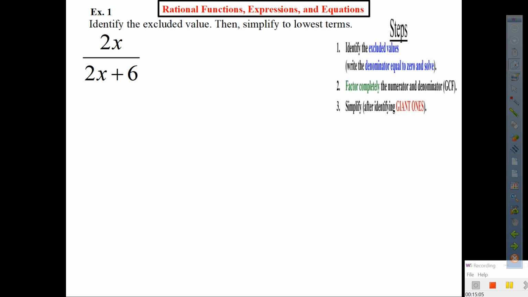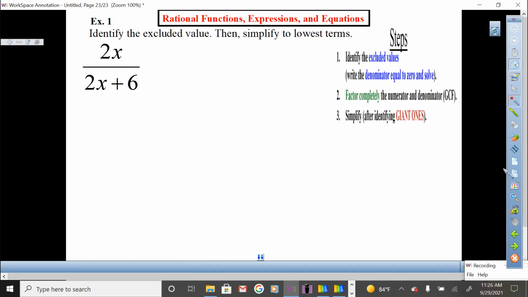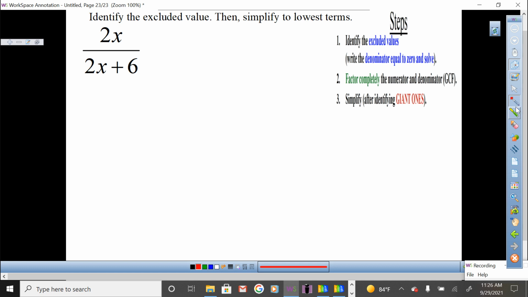All right, so look at the instructions. What are the two things we're doing? First, we're identifying the excluded value. And what are we doing after that? Simplifying. Okay, so here we go. Writing utensils down, look up to the screen. So what I'm going to do first, finding the excluded value, has nothing to do with simplification. Am I being clear of that? Yes? Okay. So I'm going to do the excluded value over here, so you don't get confused that it's also part of simplification.